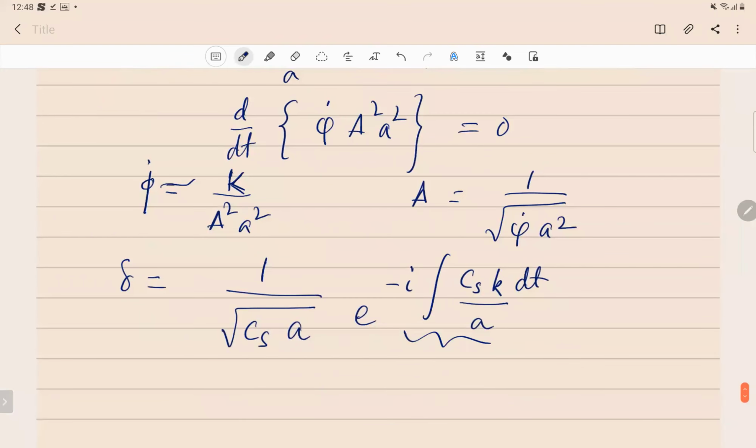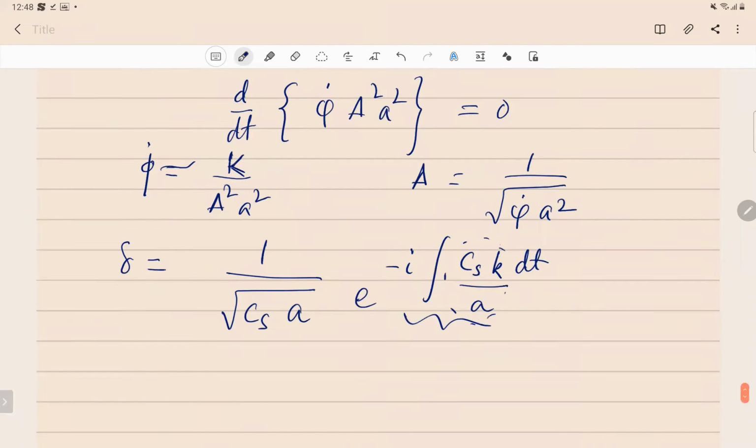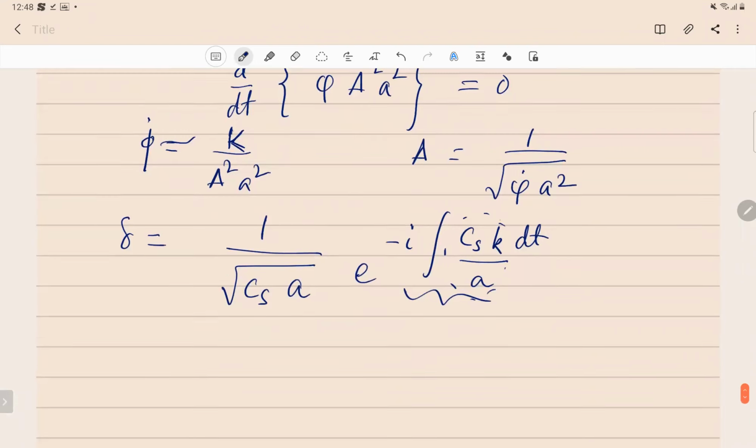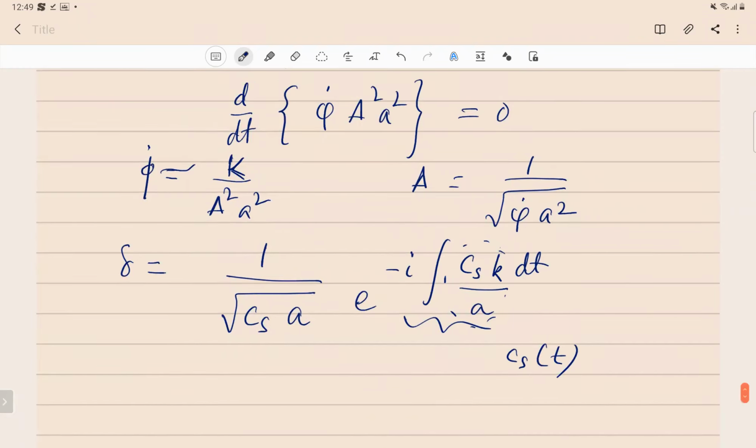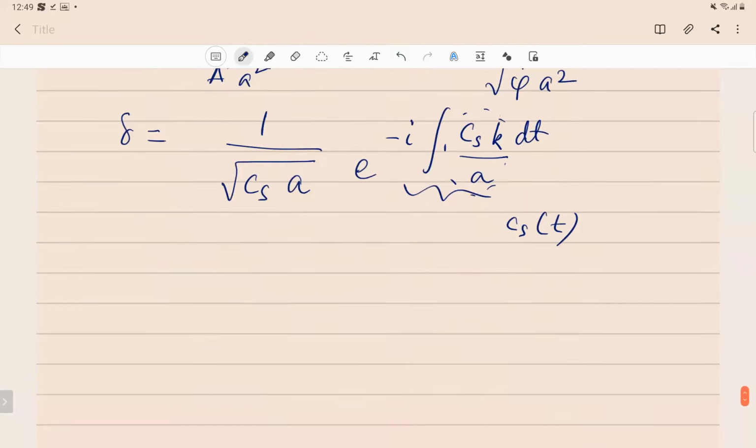So this is like a WKB solution to the problem, but the thing to understand is that CS K by A is what appears as the frequency, and that is just something which you should appreciate. Now, this CS is in most general cases a function of time, as we shall see. Okay, good. So here we have ignored the source term, the gravity. So it is a pure oscillatory solution, as you can see. There is no chance of any structures because there is no gravity. So there is no instability due to gravity. So now let's take the full equation.